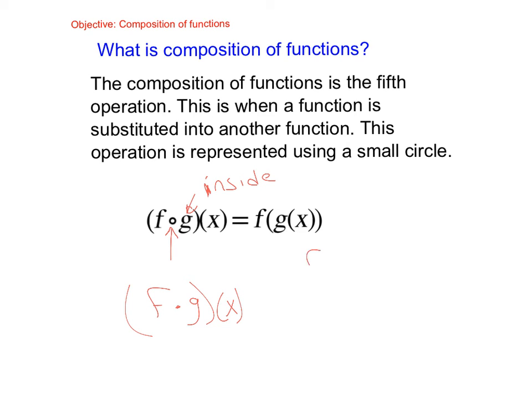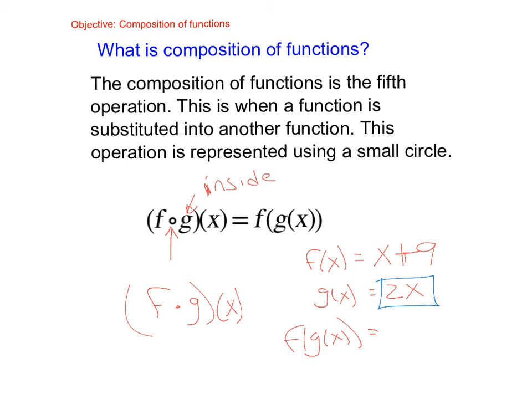So for example, if F of X is X plus 9, and G of X is 2X, it's basically a substitution. F of G of X, we're taking G of X, think about in Algebra 1, and I'm substituting it in for X. So it would be 2X plus 9. We're not going to get really into these today. We're going to focus more on substituting with numbers. But that's the basic idea with composition. You're taking a function and plugging it into another function, like when we solve systems of equations using substitution.